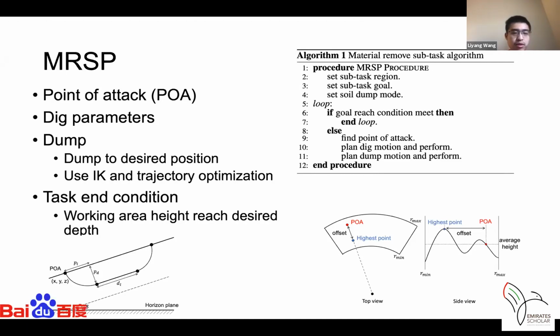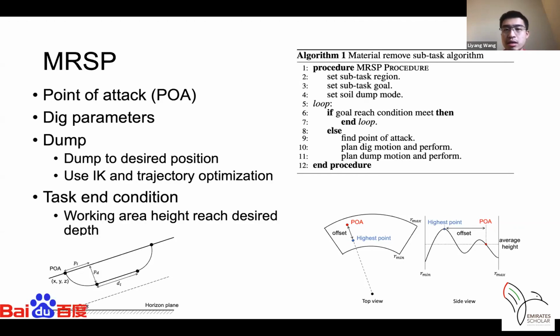And sometimes the excavator is in a high place and digs downwards, so there could be an angle delta. You can see this in the figures. The right-hand side bottom figure shows how we find the POA. We first find the highest point in our work zone region and set an offset to find the right position for the point of attack.